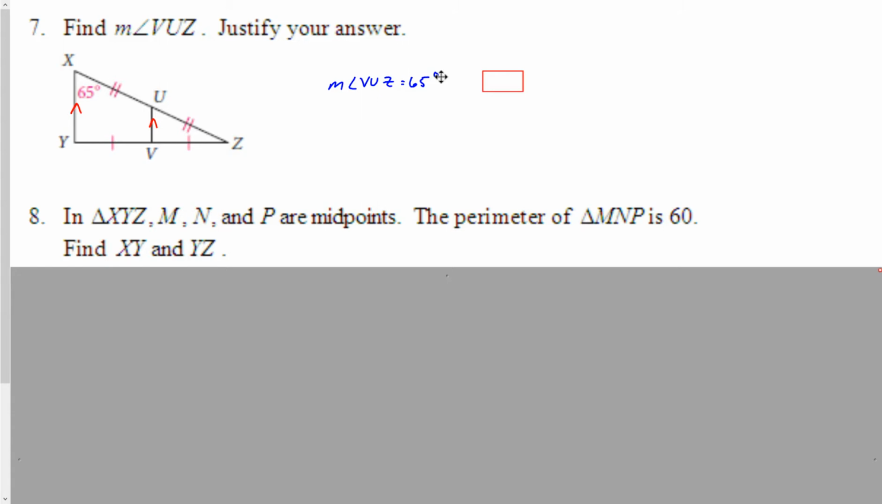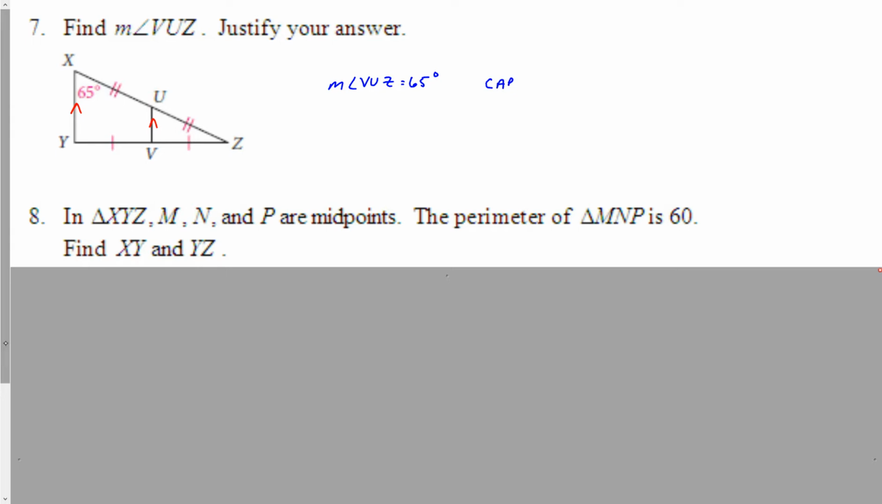What would be the reason that we would be using for that? We'd be able to say that the measure of angle VUZ is 65 degrees because we know we have a midsegment, which means it's parallel to the third side of the triangle. We are using the corresponding angles postulate.